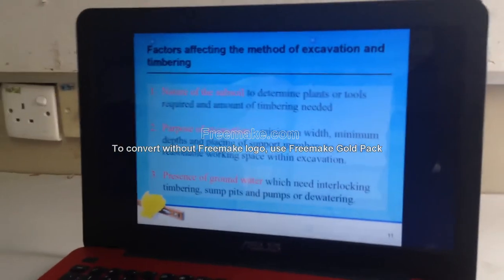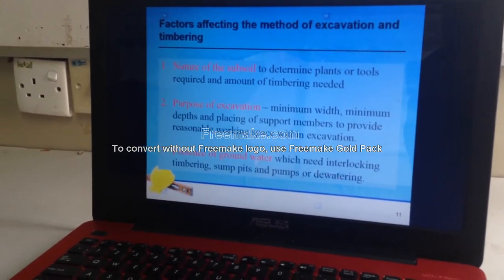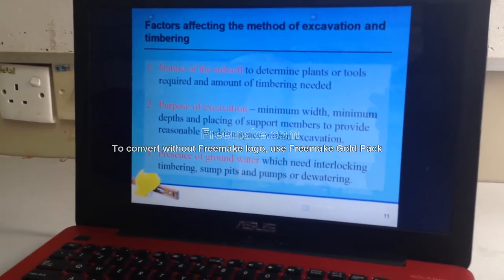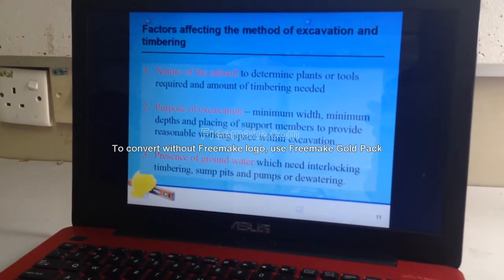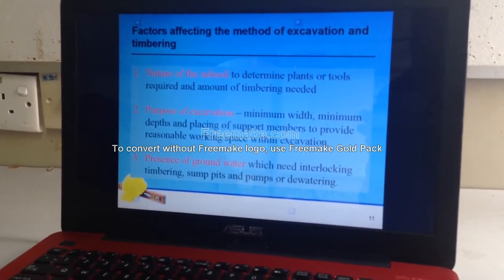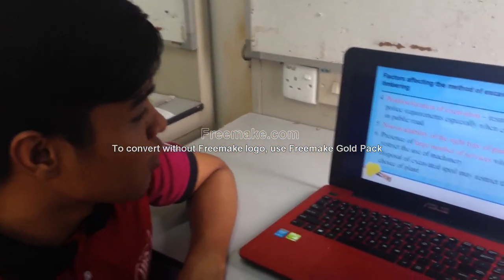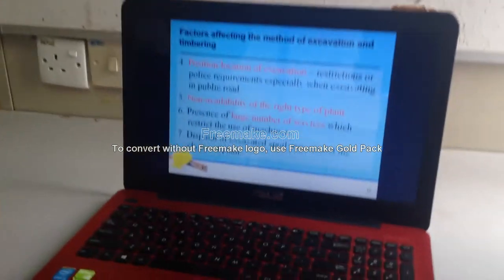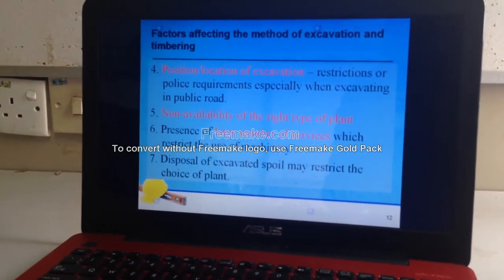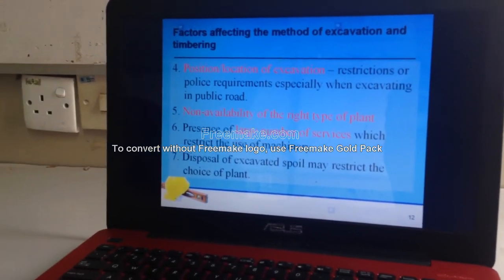Nature of the subsoil determines the plant or tools required and the amount of timbering needed. Second is the purpose of excavation. Meanwhile, minimum width, minimum depth, and placing of support members provide reasonable working space within the excavation. And third, presence of groundwater, which needs interlocking timbering, sumps and pumps, or dewatering. Then number four is the position and location of excavation. The factor affecting is police restriction requirements, especially when excavating in a public road.